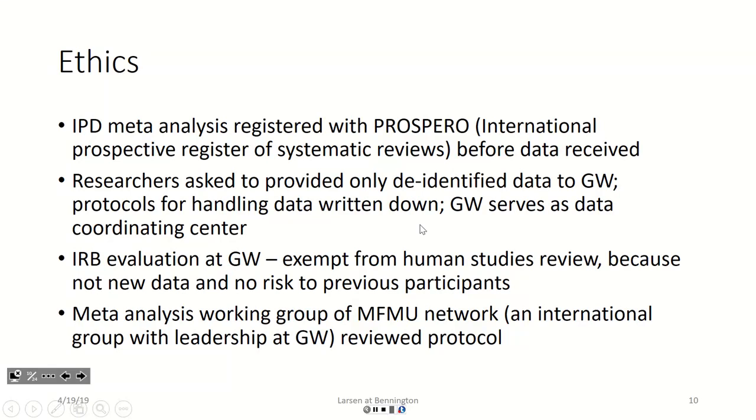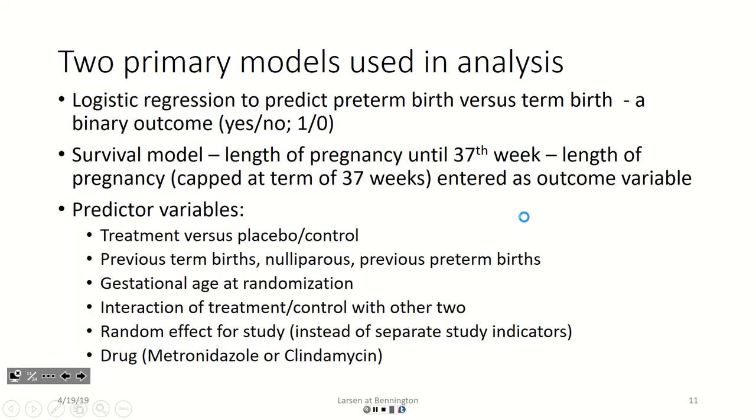The Institutional Review Board at GW said it was okay. It's secondary data, de-identified, no risk to previous participants. The meta-analysis working group reviewed it and said, yes, this is a legitimate thing to do. It looks like you know what you're doing. And so we got the data. Right? Recoded things so that all the variables matched up across the different studies.